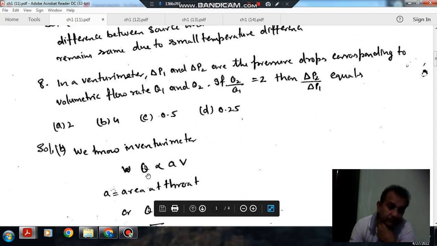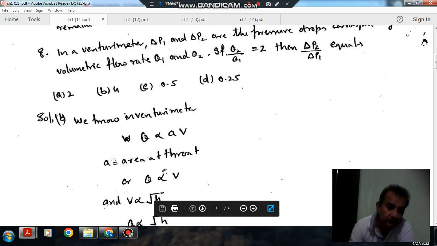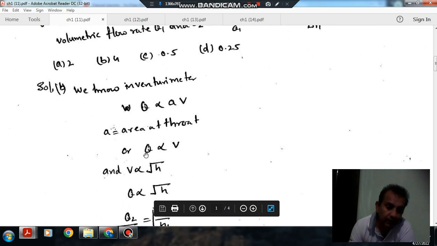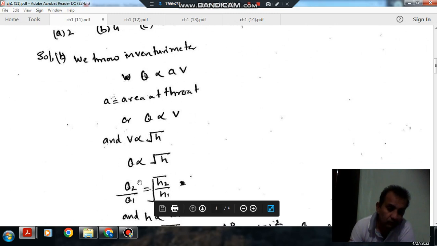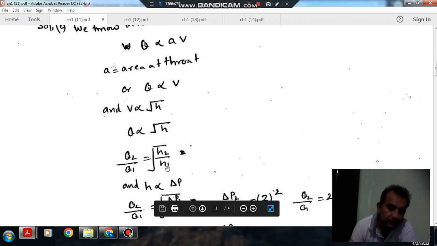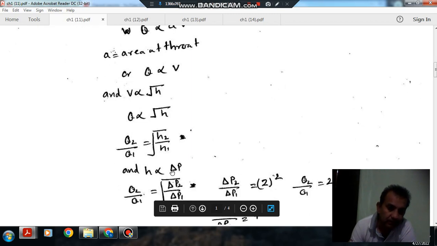So in a venturimeter, Q is directly proportional to A times V, where A is area of throat and V is velocity, and velocity is directly proportional to root of H, where H is your head. If we take two cases, discharge for first case is Q1 and for second case is Q2. So Q2 by Q1 is equal to root of H2 by H1. And H is directly proportional to delta pressure, because this is your head and pressure is rho g h.